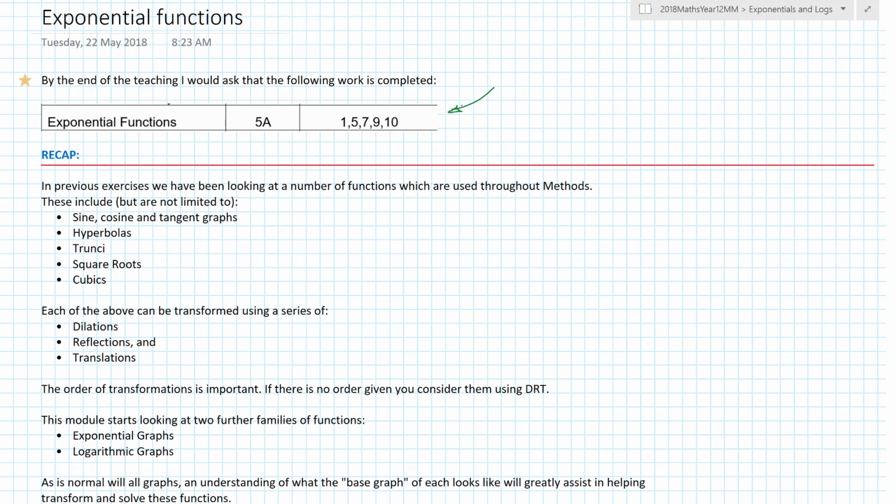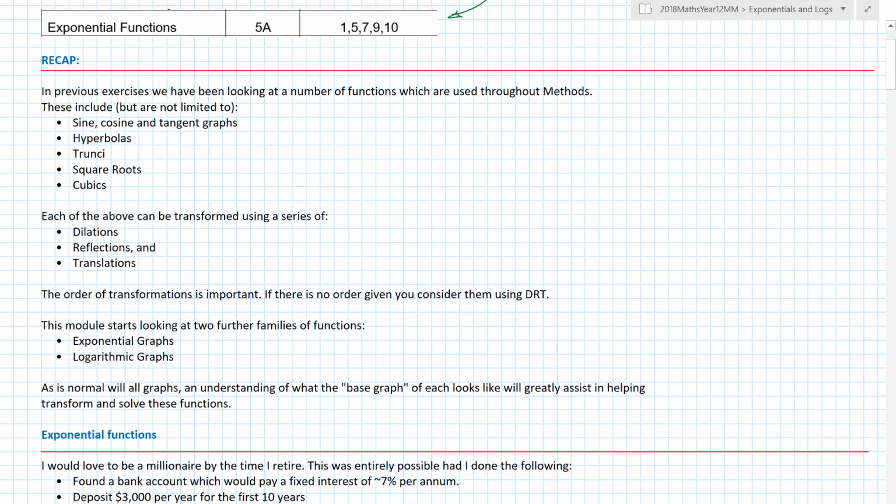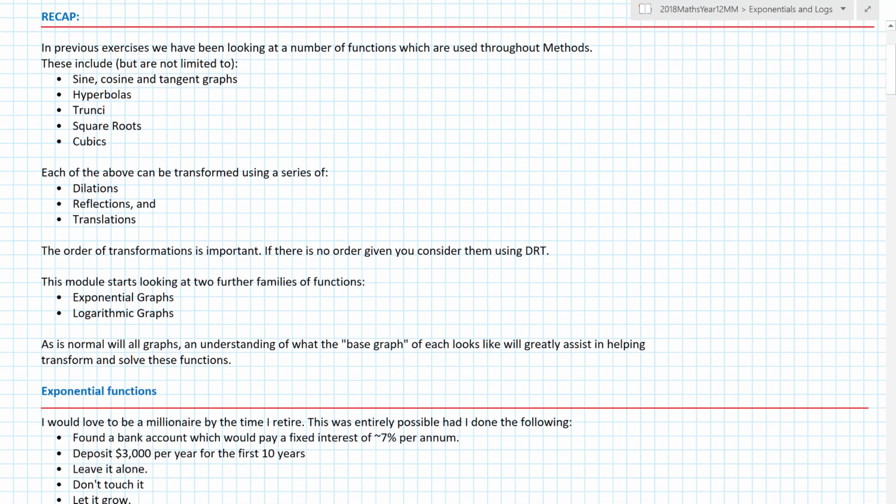Okay, so as is normal, here is a recap. In previous exercises, we've been looking at a number of functions which are used throughout maths methods. And again, if you're in internet land and don't know what maths methods is, it's the equivalent of A-levels and high school maths. We have looked at sine, cosine, and tangent graphs, hyperbolas, truncus, square roots, and cubics, to name but a few. And again, these are not an exhaustive list.